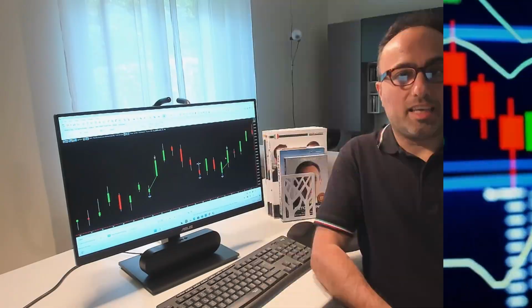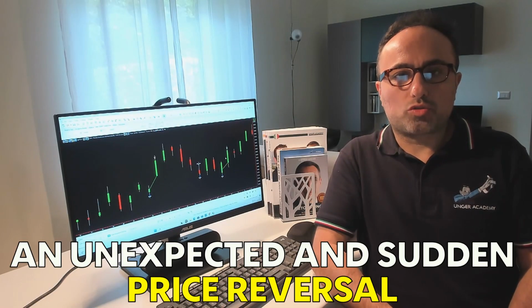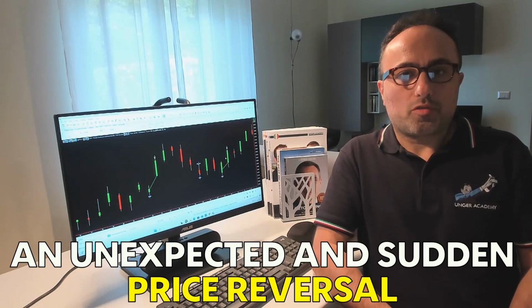Essentially, we're dealing with a reversal pattern. Oops could be the typical reaction of a trader who sees the market open with a gap in the direction of the prevailing trend, only to witness an unexpected and sudden price reversal moving in the opposite direction.